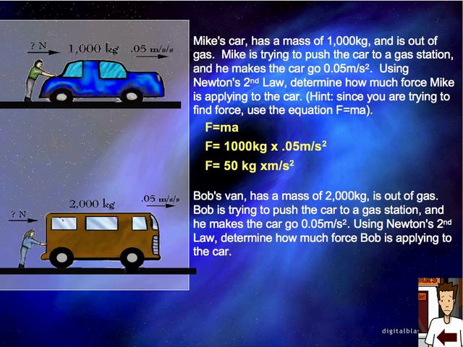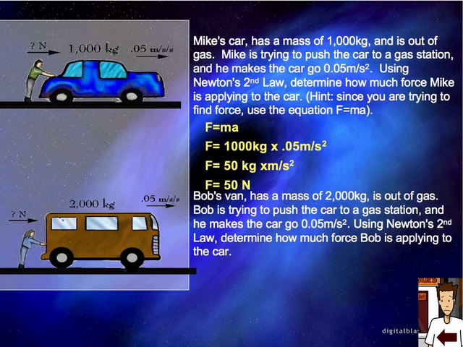So if you solve that problem, you'll find that the force he applied was 50 kilograms times meters per second squared. And we have an abbreviation for that unit. The unit for force is the newton, abbreviated N. A newton is 1 kilogram times meter per second squared.